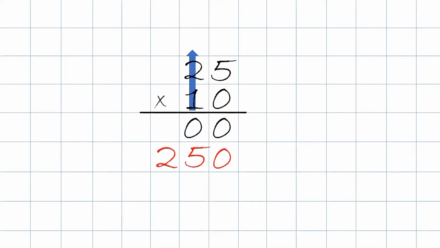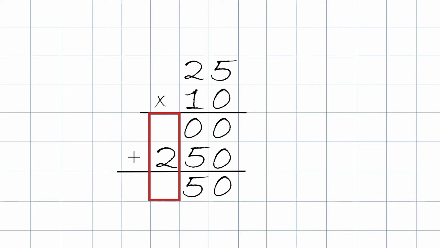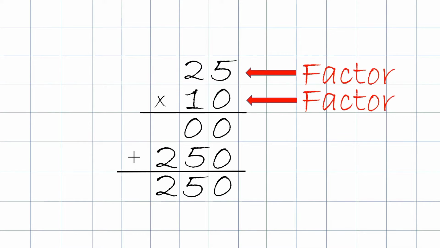We get 2. So the next step is to add: 0 plus 0 is equal to 0. 0 plus 5 is equal to 5. Then 2 plus 0 is equal to 2. So the product becomes 250. Then the factors are 25 and 10.